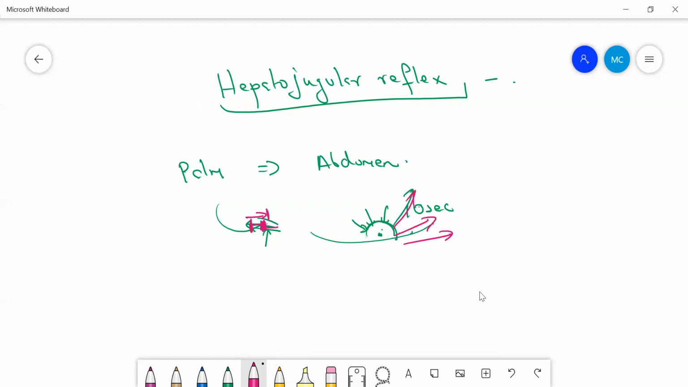Okay, so what is the normal response? This is a normal response which you are going to get, where the patient is not having any problem. When you apply pressure in the periumbilical area on the abdomen, the upper level of the jugular venous pulse is going to move upwards by less than 3 centimeters. And when you remove the pressure, the level is again going to fall.